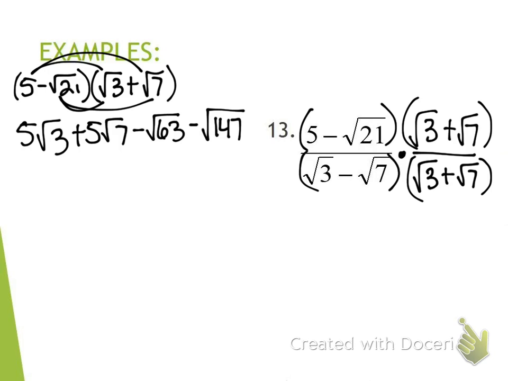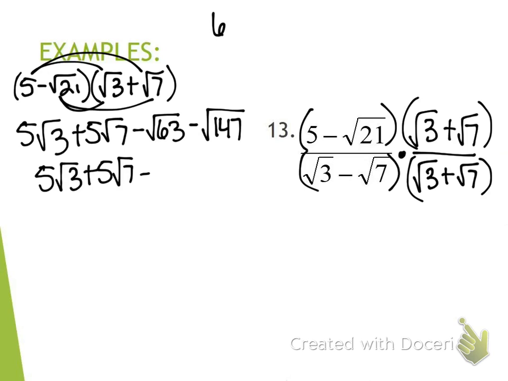All right. At the moment, can anything be combined? At the moment? Right here? No. Why not? Nothing's the same. We've got a root 3, root 7, root 63, root 147. None of those match. However, we might be able to simplify a couple of these radicals. We should hopefully recognize that root 3 and root 7 will not simplify. However, root 63 will.